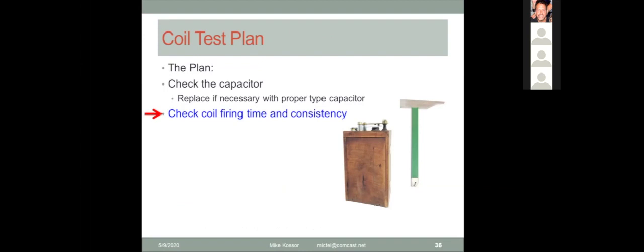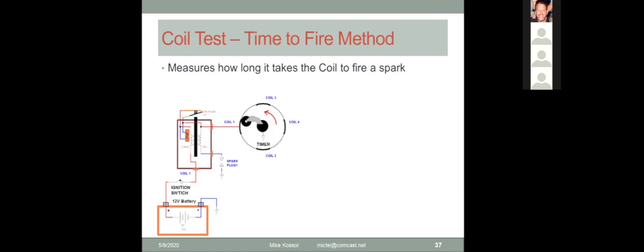We checked the capacitor. We found it to be the proper value. We're going to check the firing time and consistency. Do we need to adjust this coil? Let's talk about how we're going to test the coil for firing time and consistency.